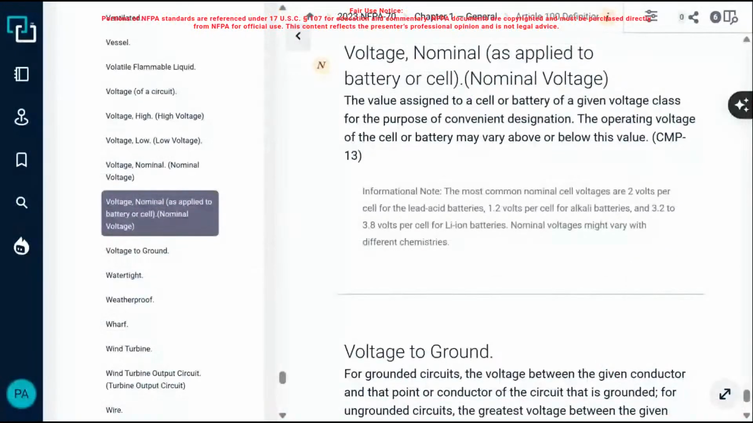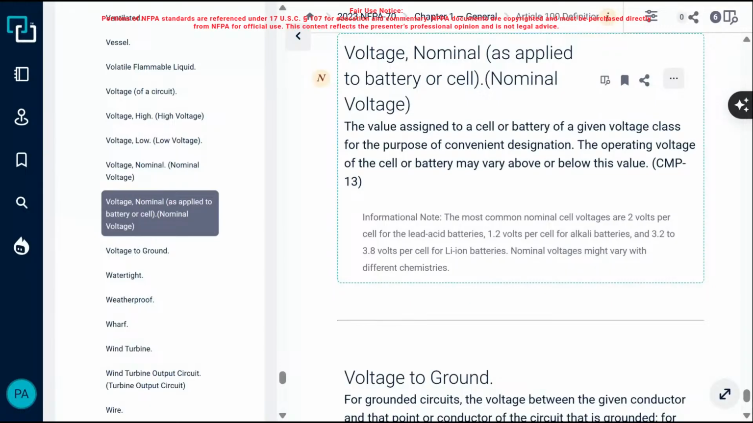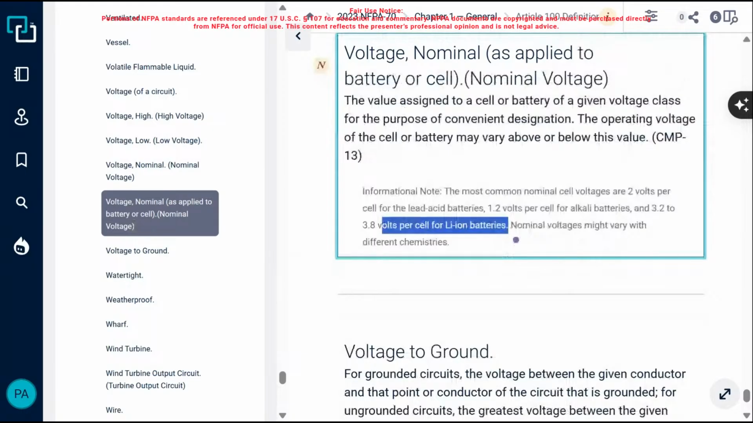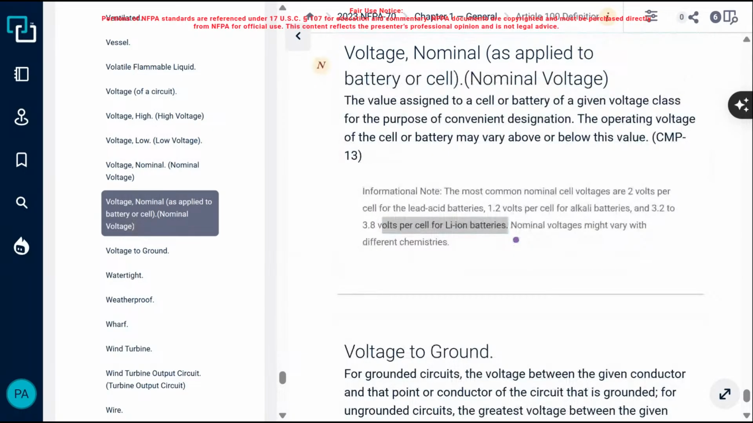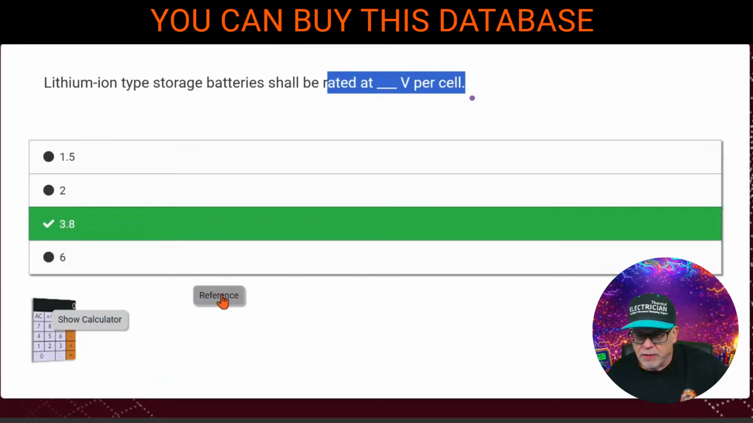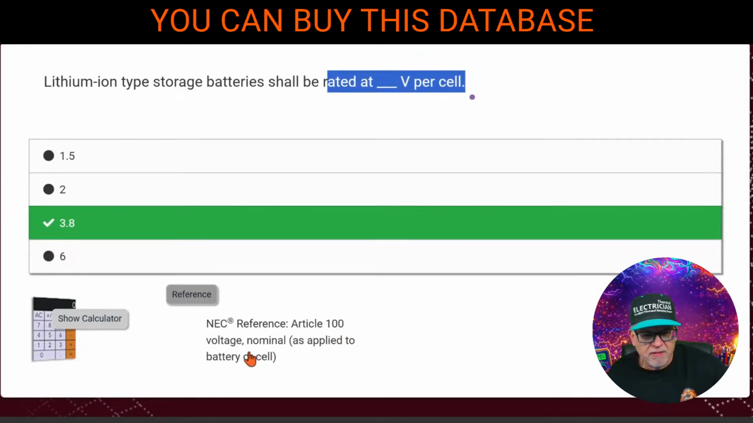So let's go down here and look. It says the most common nominal cell voltages are 2 volts per cell for lead acid, 1.2 volts per cell for alkali, and 3.2 or 3.8 volts per cell for lithium ion. So it's 3.8, right? Let's go back to here, right there, 3.8. And where's the reference? Right there, voltage.